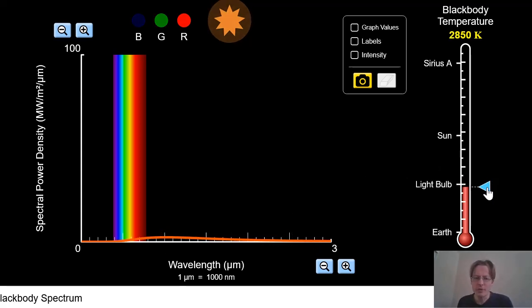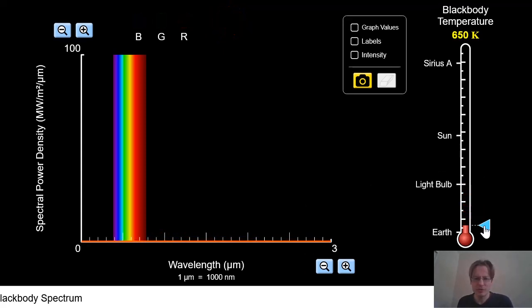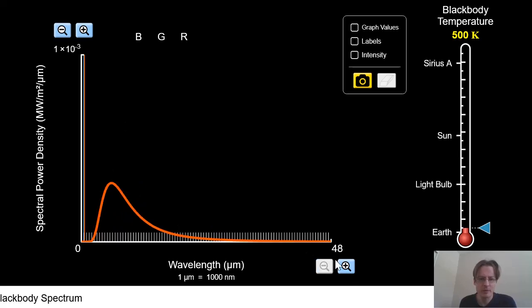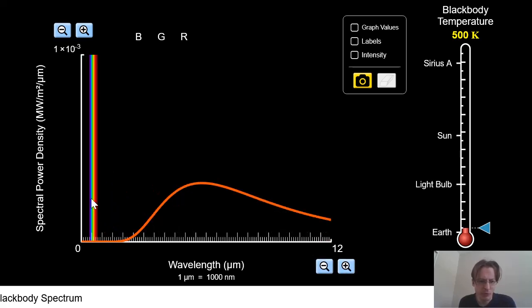What about the Earth? Does the Earth radiate heat? Sure it does. I don't see it on the graph, but that's just because of the scale. Now I can see the Earth's spectrum. I just had to zoom in a lot. I had to zoom out on the wavelength because the radiation given off by the Earth is in the 10 micron range. It's not visible light. Here's the visible spectrum way over there. The wavelengths given off by the Earth are in the infrared.